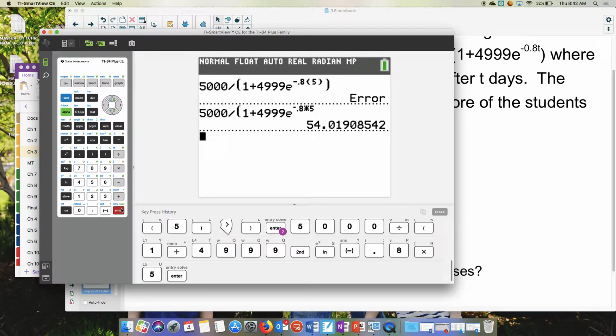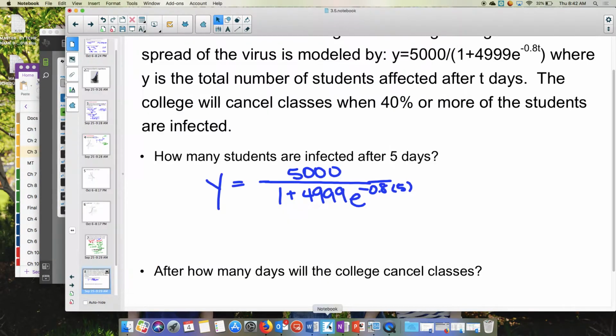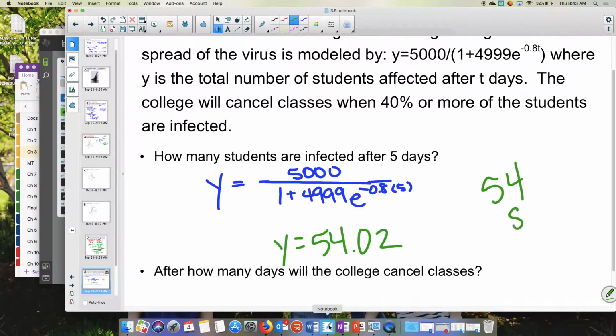54.09. Okay. So 54 students are infected. All right.